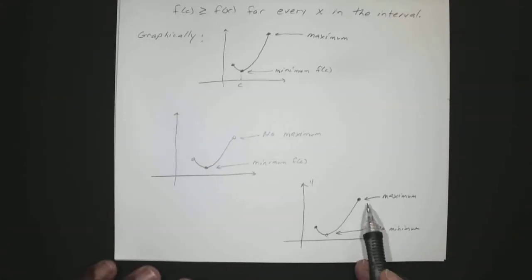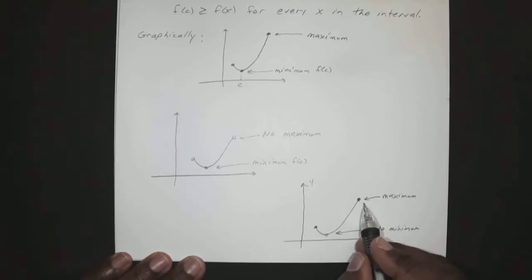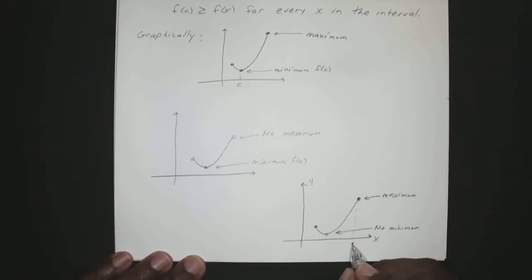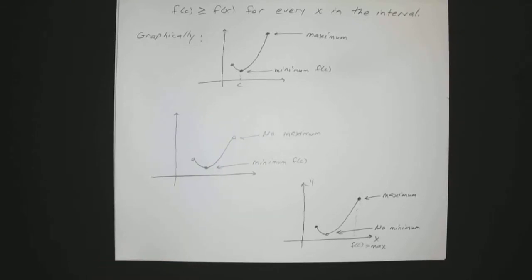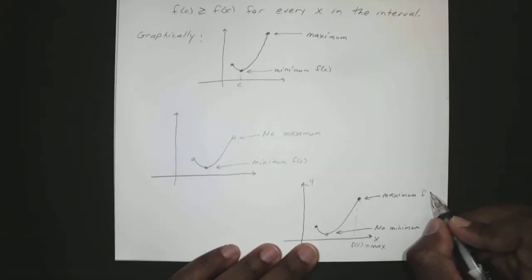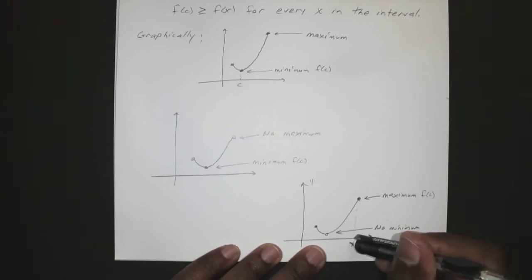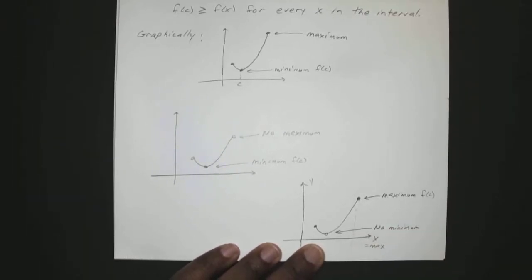All right. So for this one, this will be your f of c, because every f of x is lower than that. Oh, actually, my f of c should have been up here. And this should have been my c. All right, any questions on that one?